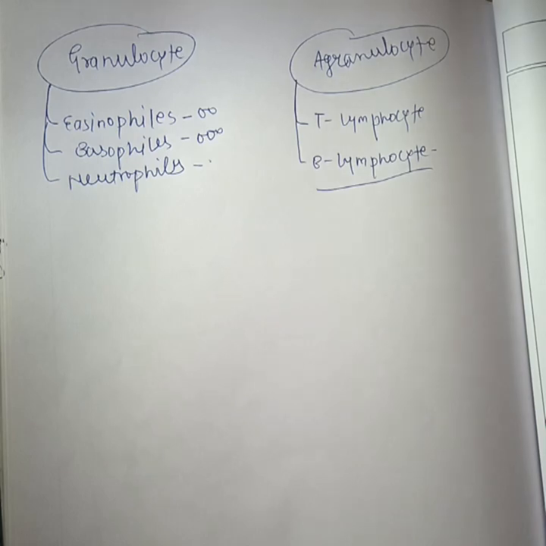So up to this lecture we have covered the RBC. In the next lecture we will discuss the anatomy. We have discussed the physiology of the RBC cells, that is, how the RBC cells are formed.